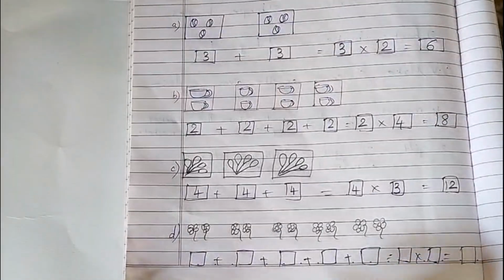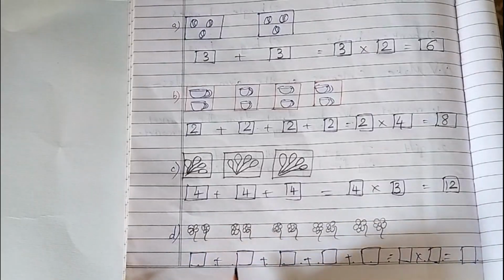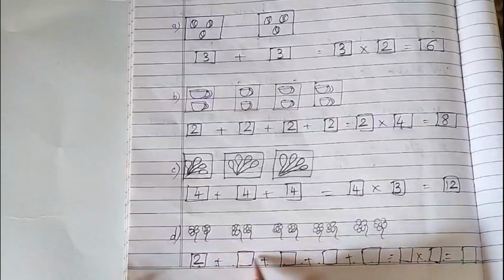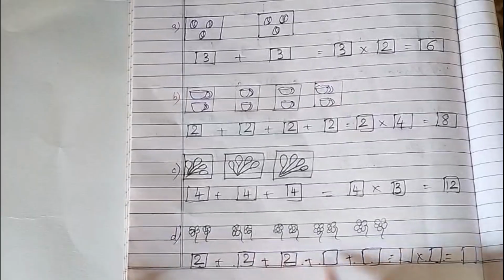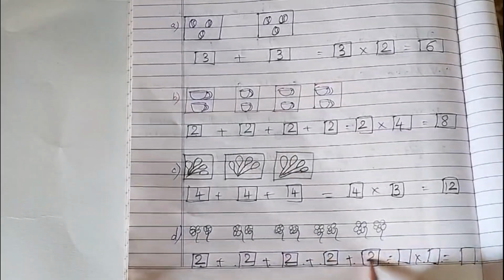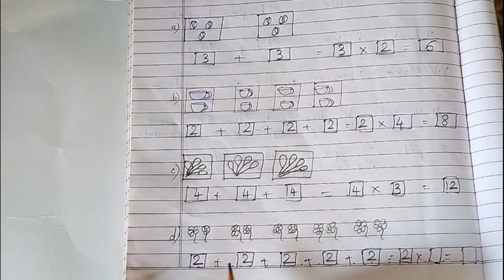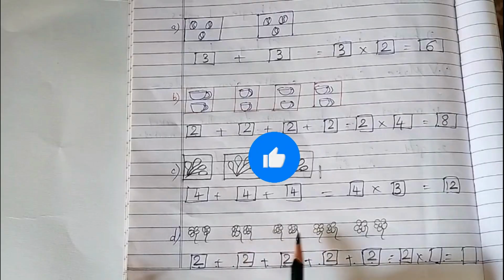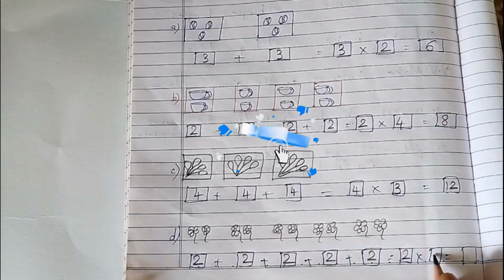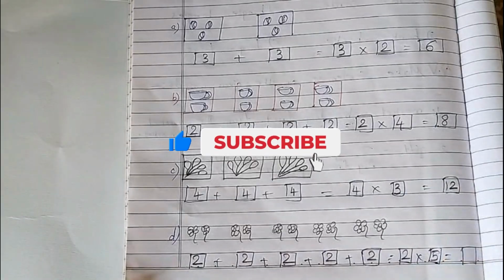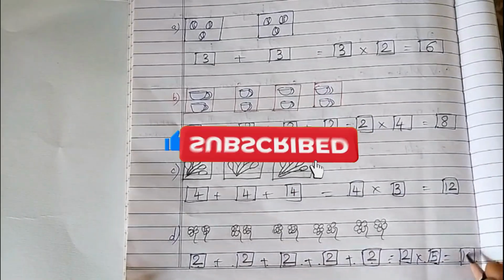Next is 2 flowers in one group. 2 plus 2 plus 2 plus 2 plus 2. Now 2 flowers in one group. Total how many groups? 1, 2, 3, 4, 5. Total 5 groups. So 2 fives are 10.